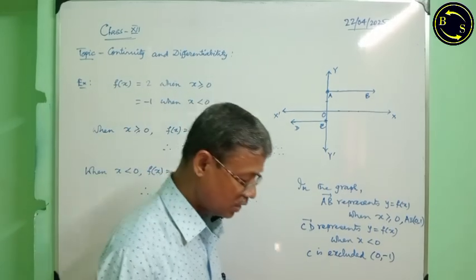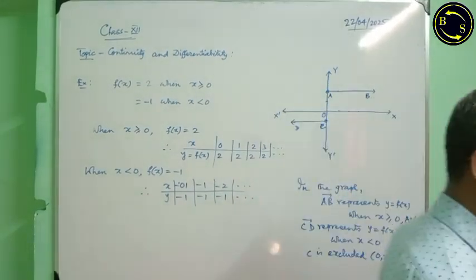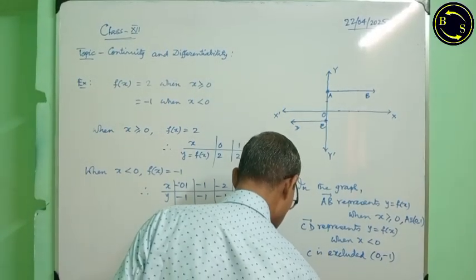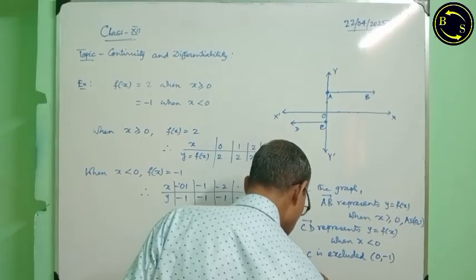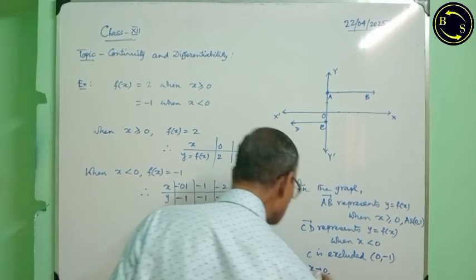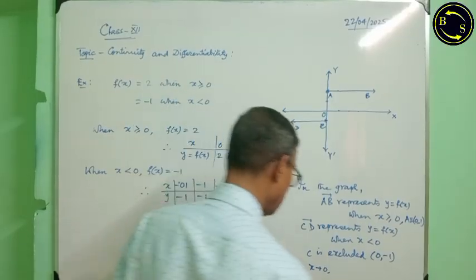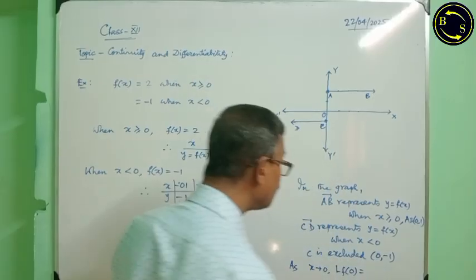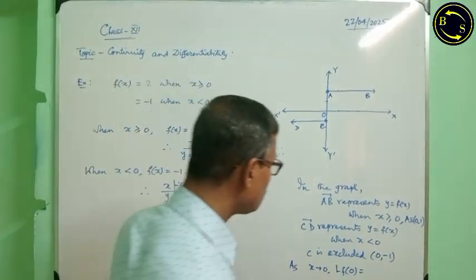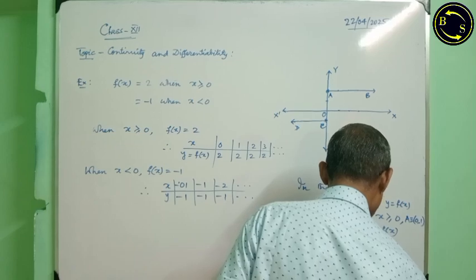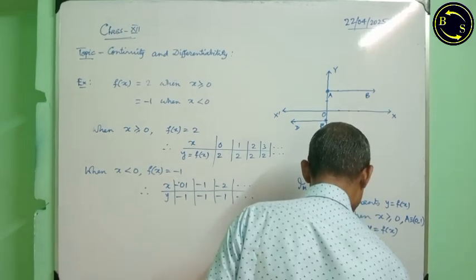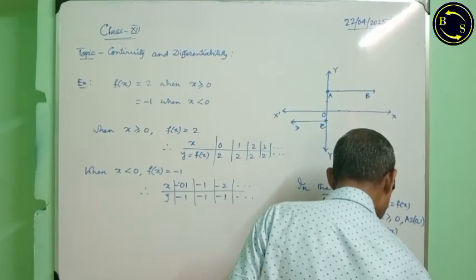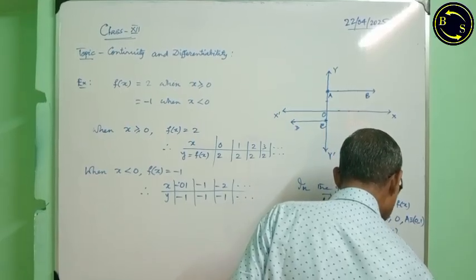Now from the graph it is clear, as x tends to 0, LF(0) is not equal to RF(0), and LF(0) is minus 1.